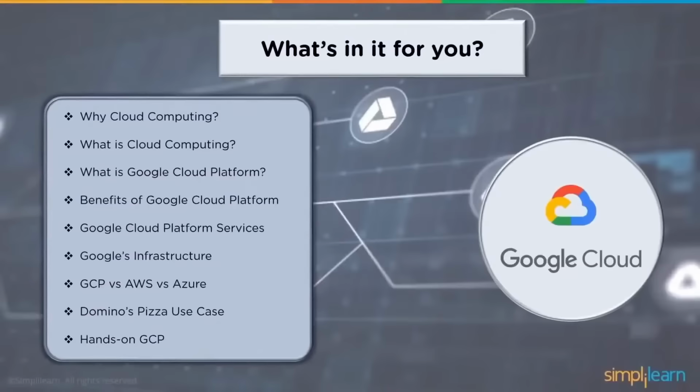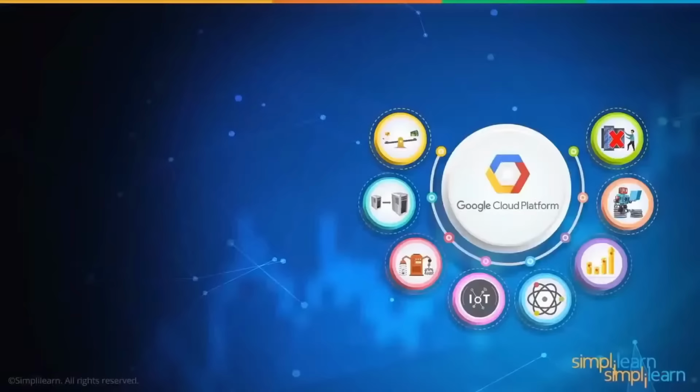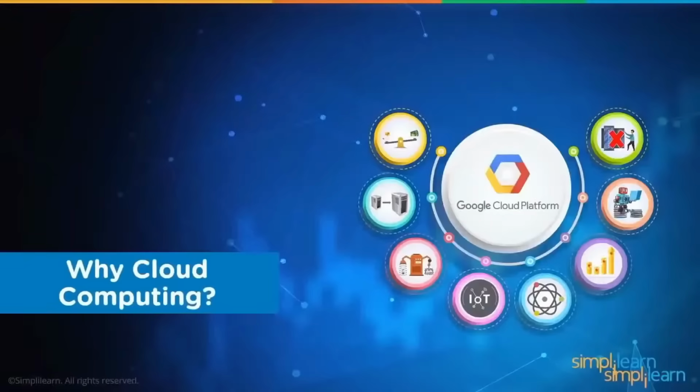A little bit about Google's infrastructure, and a comparison of different cloud providers, such as Google offering GCP, that is Google's cloud platform, Amazon offering Amazon Web Services, and Microsoft, which offers Azure. We will also learn about Domino's Pizza use case and then have a quick demo on using some of the services on GCP. Before we begin, let's understand why cloud computing.